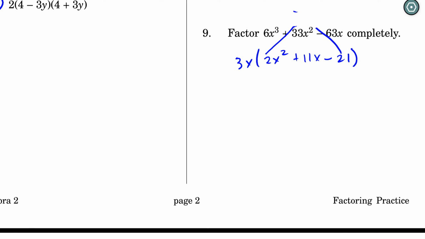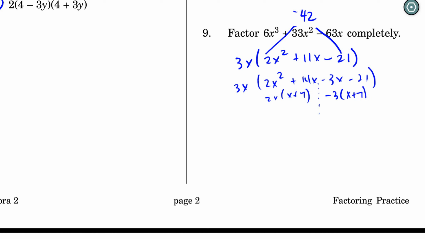AC method, I have negative 42 here. So we'll multiply to make negative 42, but add to make 11. That's going to be 14 and 3. So I have 2x squared plus 14x minus 3x minus 21. Then I'll do my grouping technique here: 2x times x plus 7, negative 3 times x plus 7. So I have 3x, x plus 7, 2x minus 3.